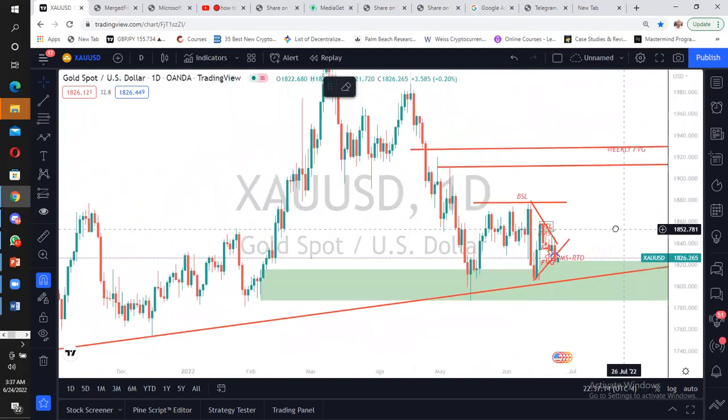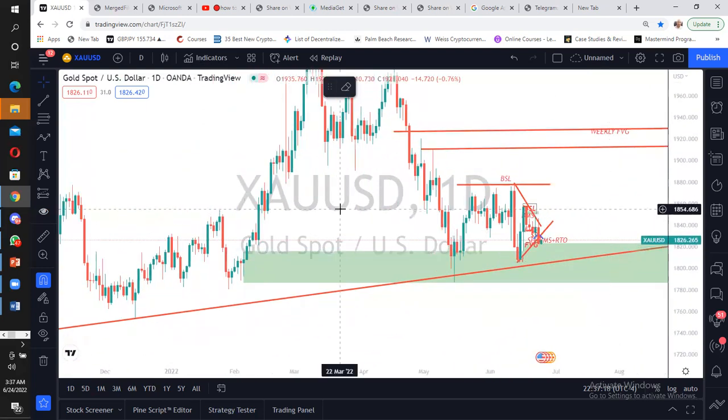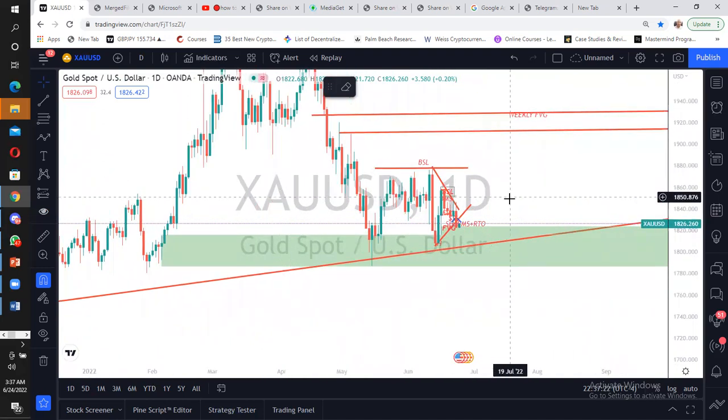I'm seeing this as a pullback. All right. So for now, I'm actually seeing this particular push down here as a pullback because it has broken a structure. It broke a structure, then it came down.